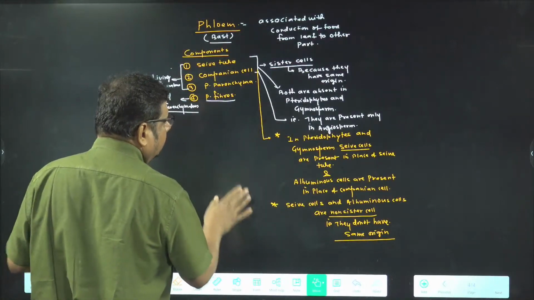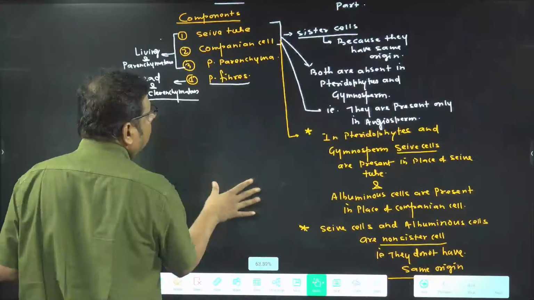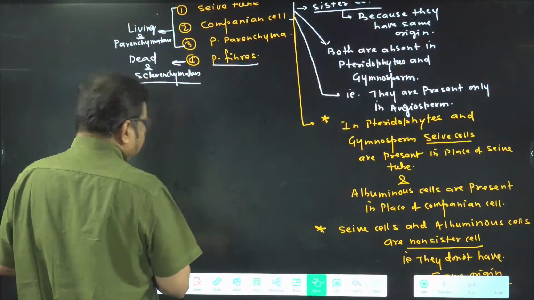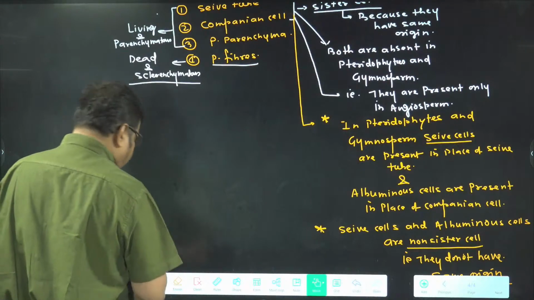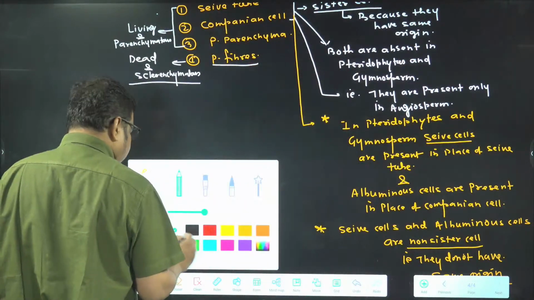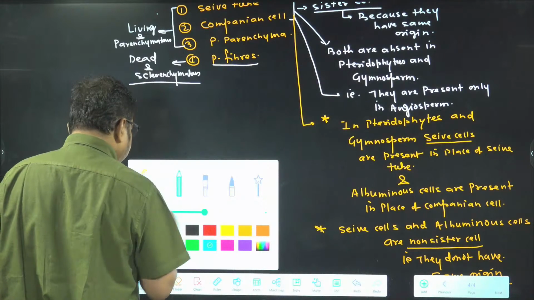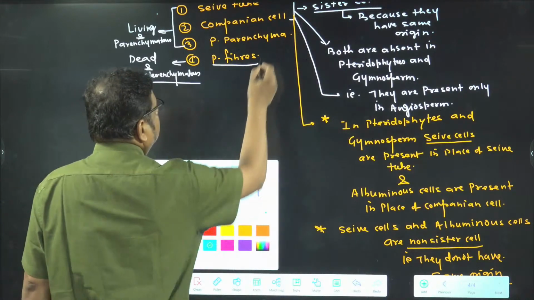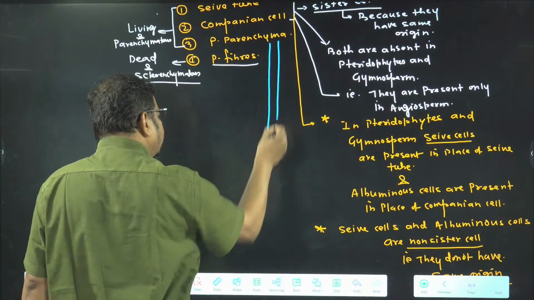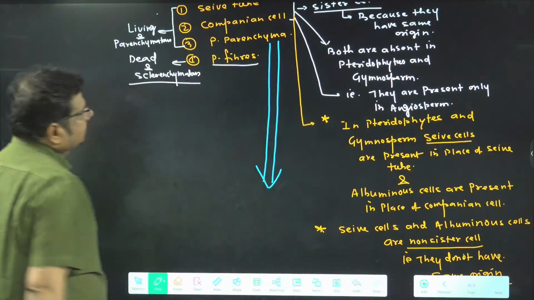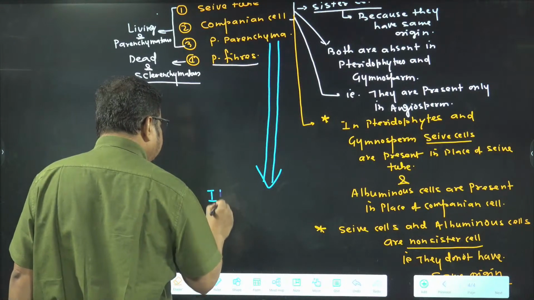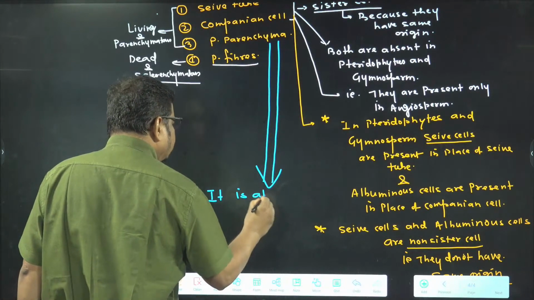So just a minute, let me somehow zoom out. Now see, here I want to write with a different color only about which one? Phloem parenchyma. Phloem we are dealing with, no? About phloem parenchyma, I want to write it is absent in.